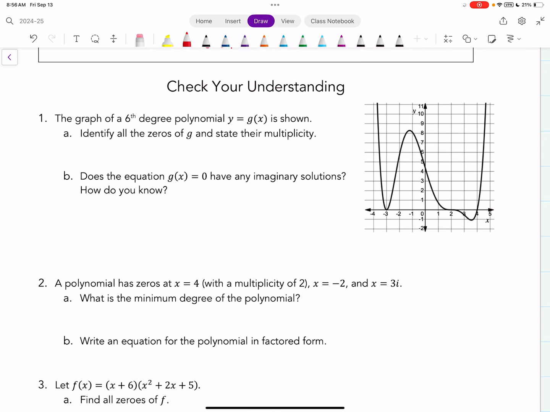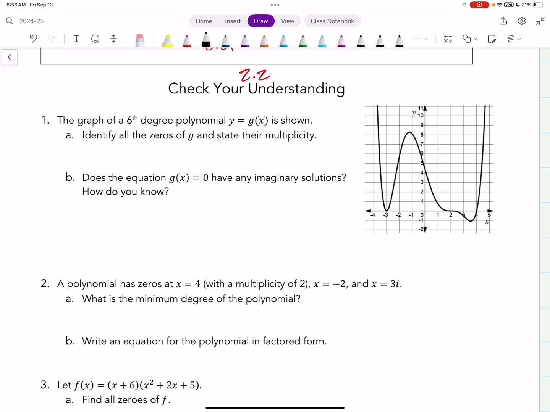Let's go into your check for understanding. This is section 2 here. And the graph of the 6th degree, look at this. We've got a 6th degree polynomial here is shown. This is g of x, as stated in the directions. And it says identify the zeros of g and state their multiplicity. And again, we're going to look at the degree of the function. All right, so here we have r1 here is -3. So we have a root at -3. We also have a second root at 2, and then we have a third root at 4. So we have 3 roots, 3 real roots.